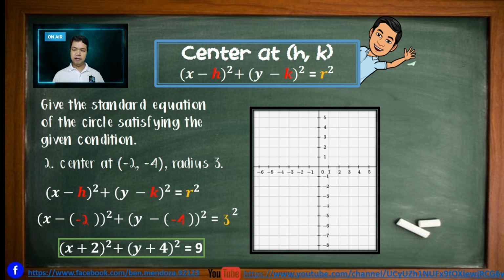Drawing the circle in our example number 2, we begin with the center at (−2, −4). The length of the radius is exactly 3 units. So this will be the radius length. Then using our compass, we have the center at (−2, −4) with radius length of 3 units. So this will be the circle in example number 2.